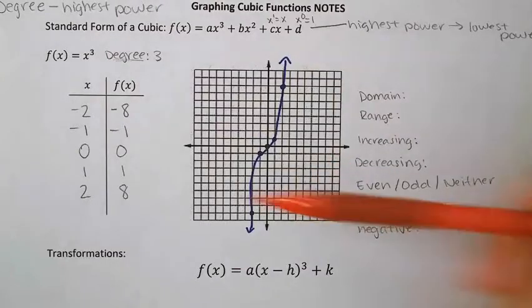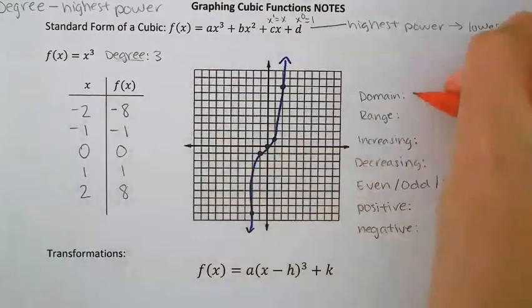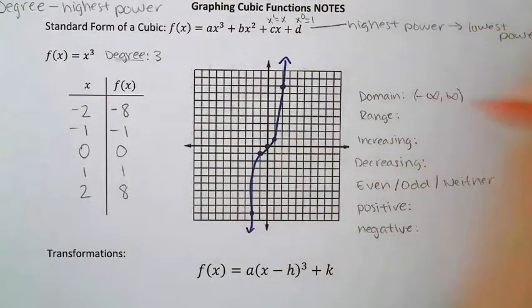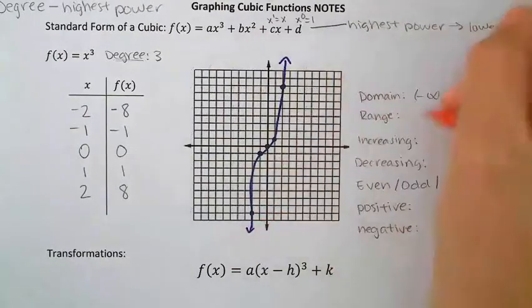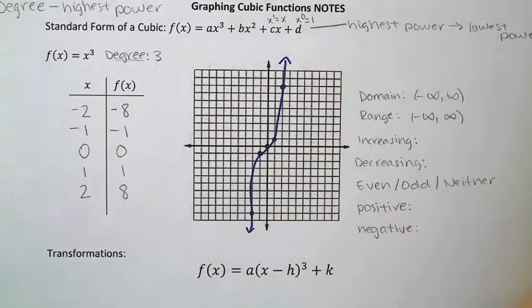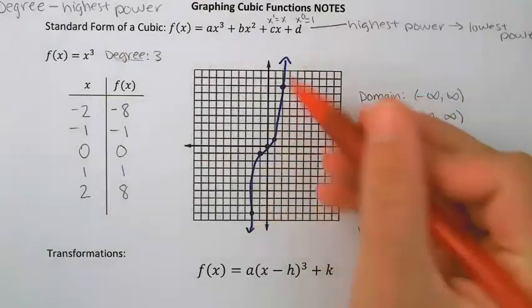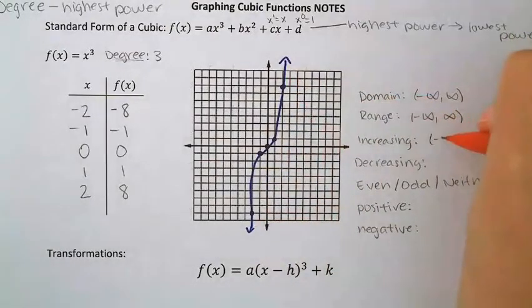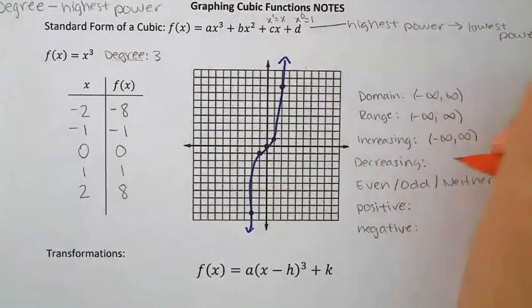So domain is how far to the left to how far to the right. Because of these arrows, we're going to the left and right forever in both directions. So there's our domain. Our range, same idea. Our lowest point is -infinity. Our highest point is going to be infinity. We are increasing, going up from left to right, over the whole thing. So that's -infinity to positive infinity. We are never decreasing, so your interval of decreasing is none.